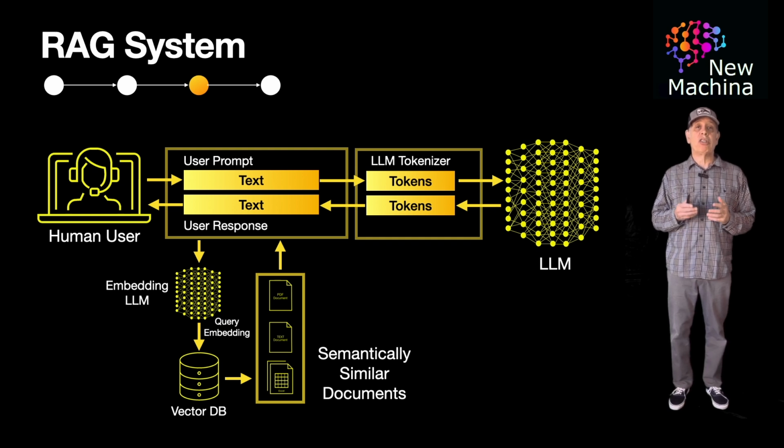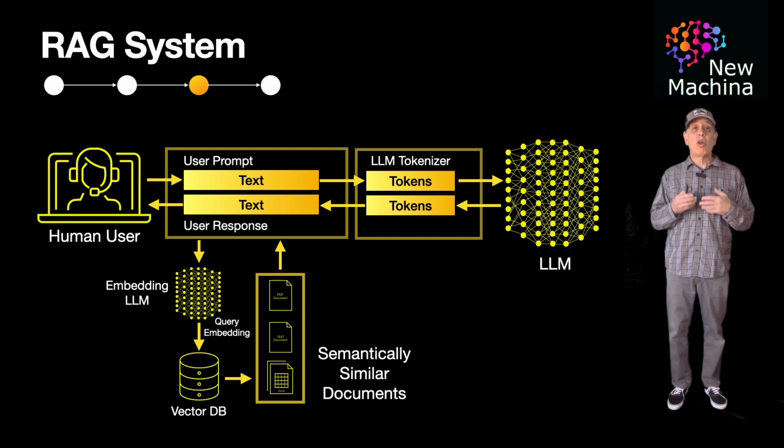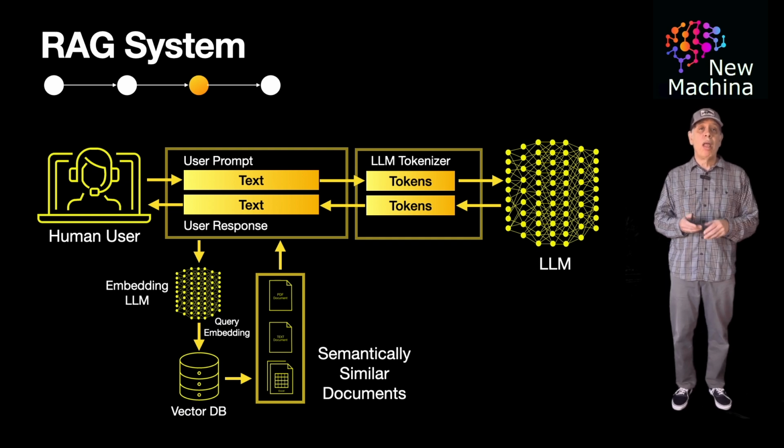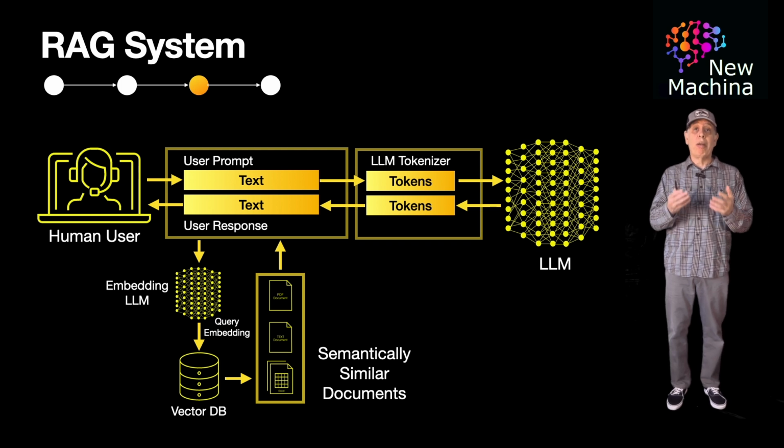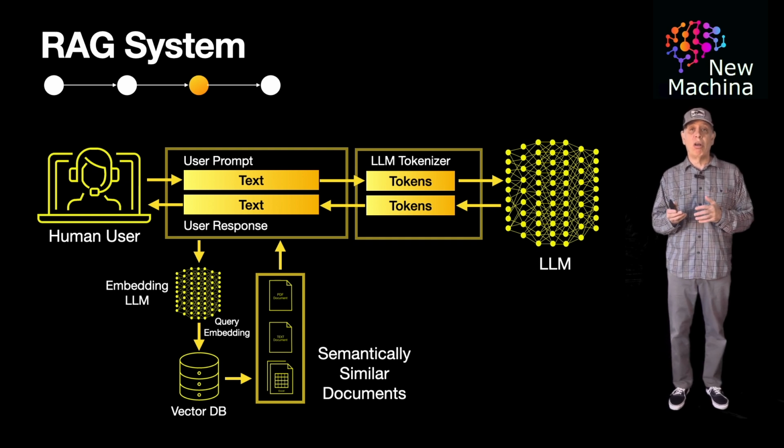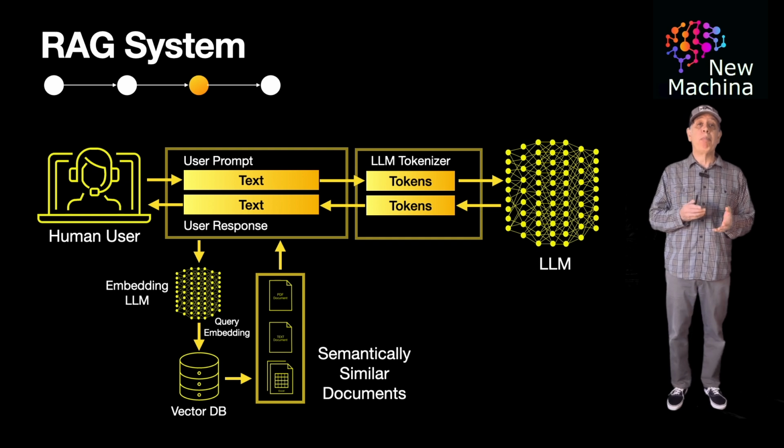First, the user sends a user prompt to an LLM. The user prompt is submitted to an embedding LLM, which generates a query embedding. The query embedding is nothing more than a vector representation of the text in the user prompt. The RAG system, using this query embedding, performs a similarity search on the vector database. Semantically similar documents are returned from the vector database and then paired back up with the original user prompt and sent over to the LLM.